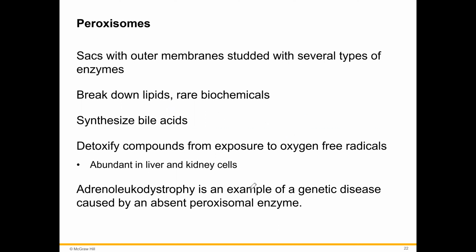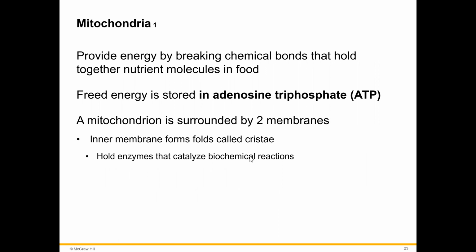Peroxisomes are abundant in liver and kidney cells because the liver is the organ of detoxification. Adrenoleukodystrophy is an example of a genetic disease caused by absence of peroxisomal enzymes. It also affects the brain. When we cannot break down chemicals and toxins, then they can damage our organs.